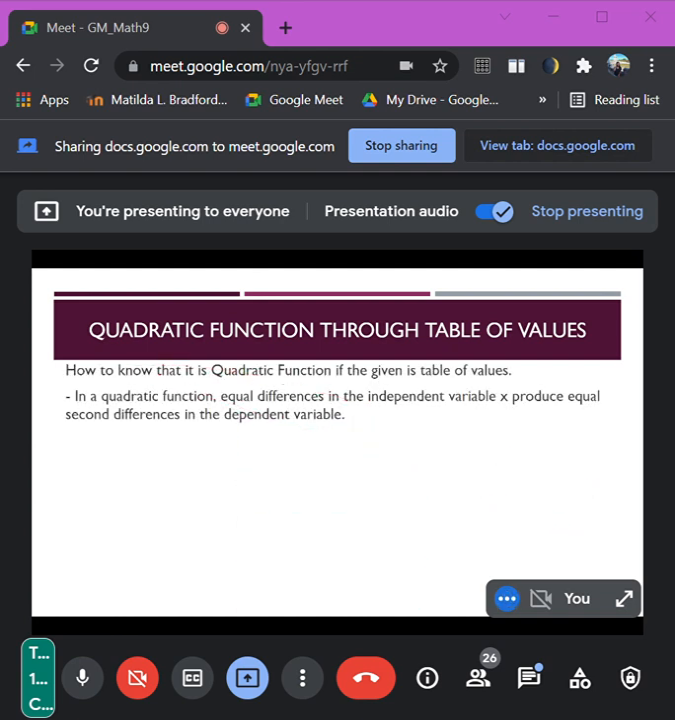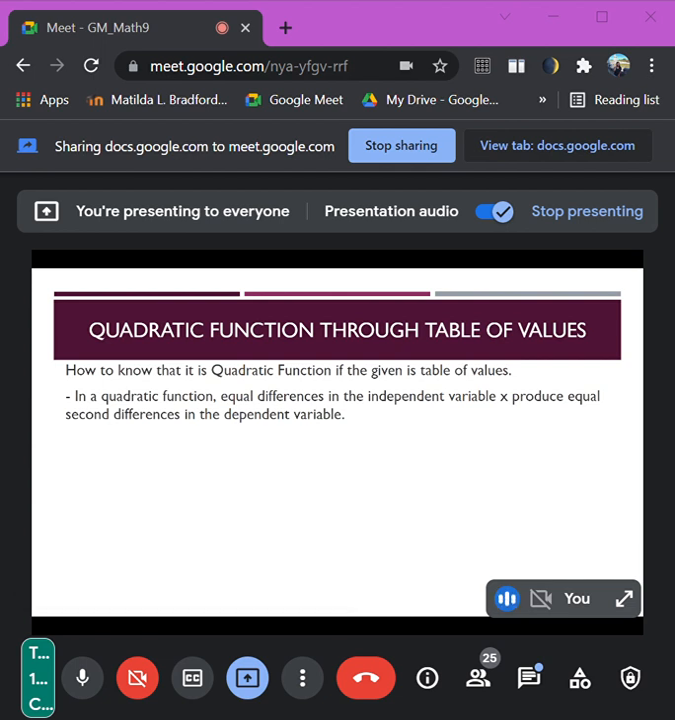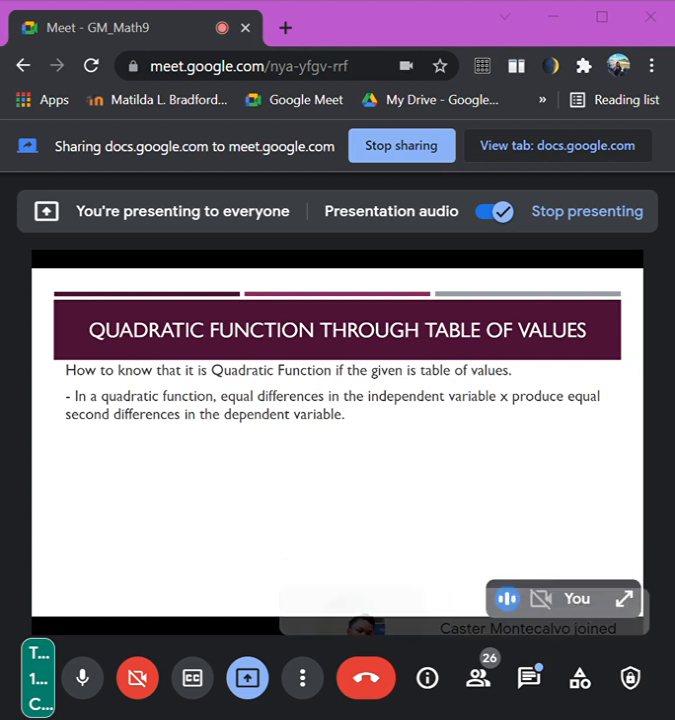So, you have there, how do you know that that is a quadratic function? Okay, so here, this is the technique. In a quadratic function, equal differences in the independent variable x produce equal second differences in the dependent variable. So, which one is the independent and which is the dependent variable?